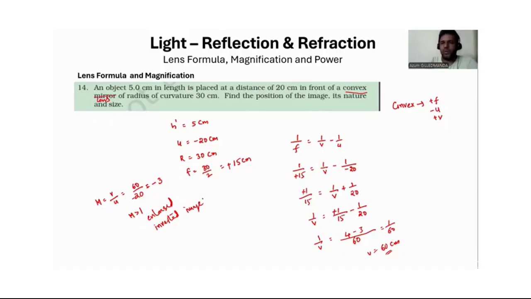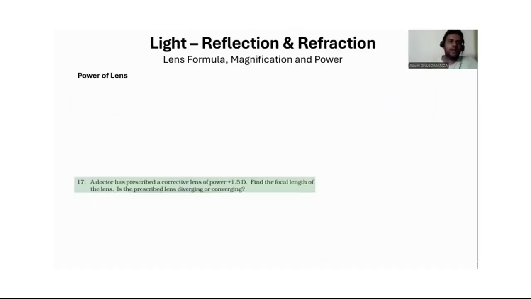All right, guys. So hope you understand how to solve the problems using lens formula. Now there's another concept called the power of lens. So the power of lens P, the formula is 1 by F, where F is the focal length in meters. Remember this, guys. The focal length that you must substitute here is always in meters. If the value is given in centimeters, you need to convert that into meters and substitute so that you will get the power value.